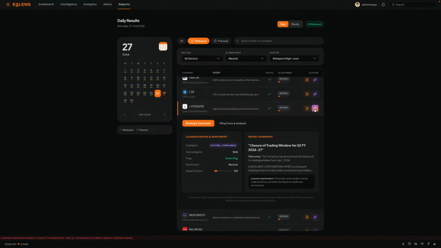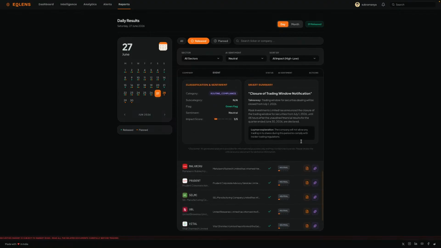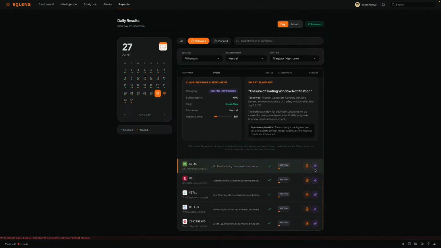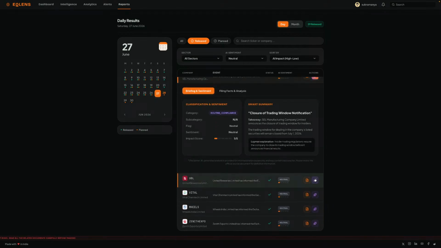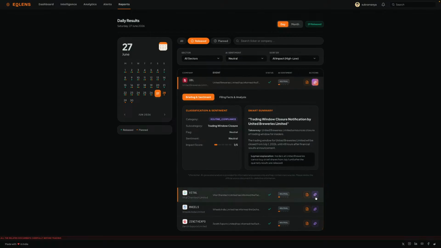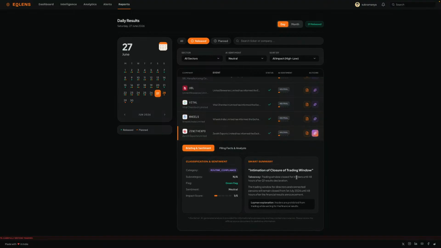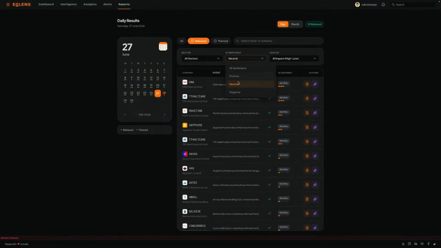Okay, closure of trading window. Few more closures of trading window. So many closures of trading windows in the neutral status. Trading window closure notification, closure of trading windows, and intimation of closure of trading window. I'm gonna check whether there are any negative ones.